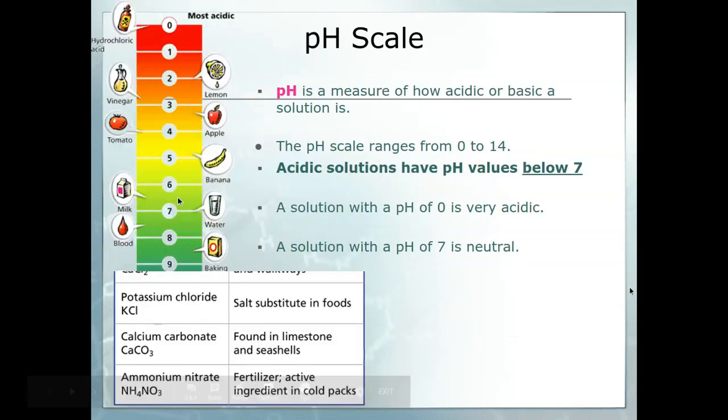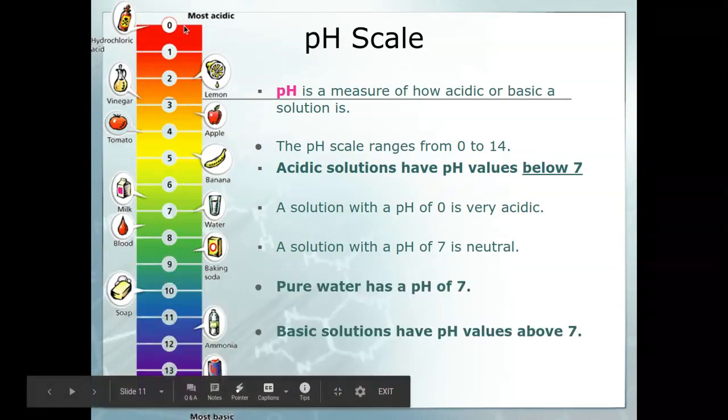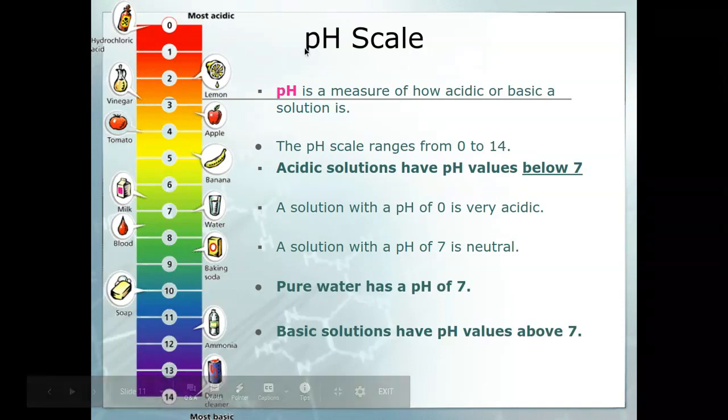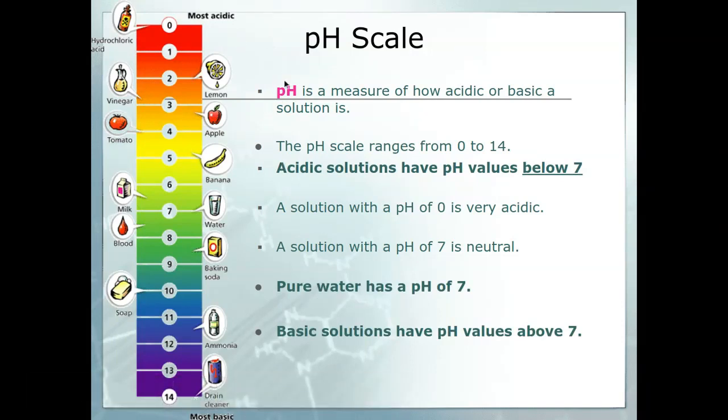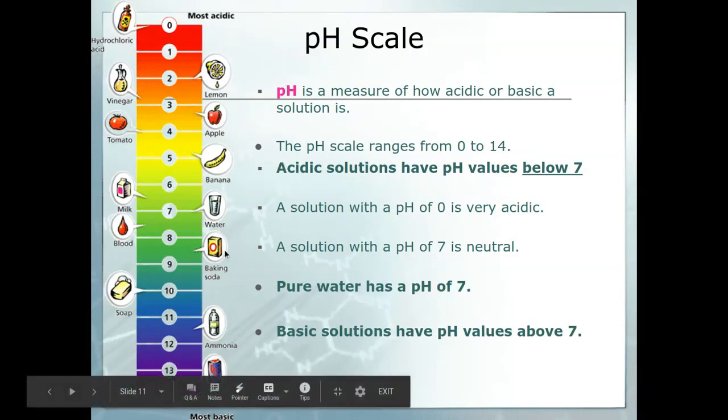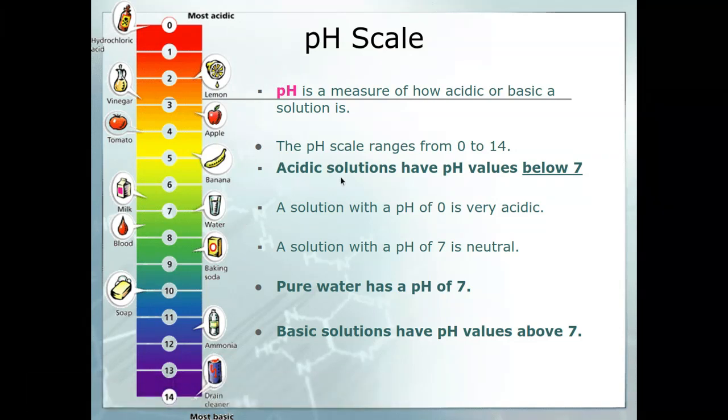Solution at 0 is super. This is confusing. I'm used to it being like 0 at the bottom, and I'm okay. Let me rephrase myself. Okay, I'm good. At 7, you have water. Water is 7. It's supposed to be at 7. Pure water is 7. It's neutral.